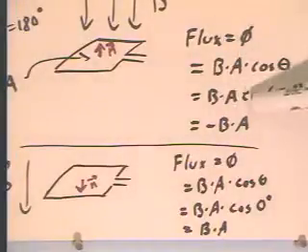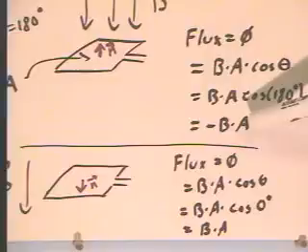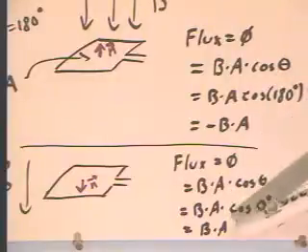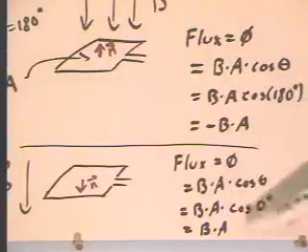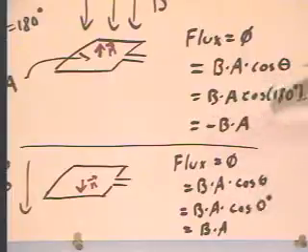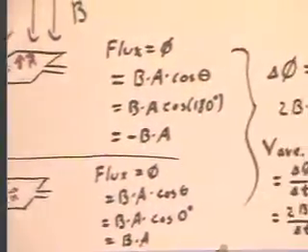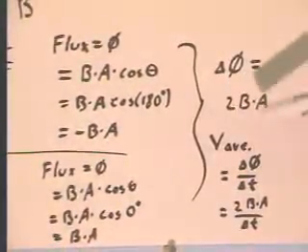Now, what has happened? Between here and here, the flux has changed from negative B times A to B times A. That's a change of what? That's a change of 2BA. So our flux change is 2BA.